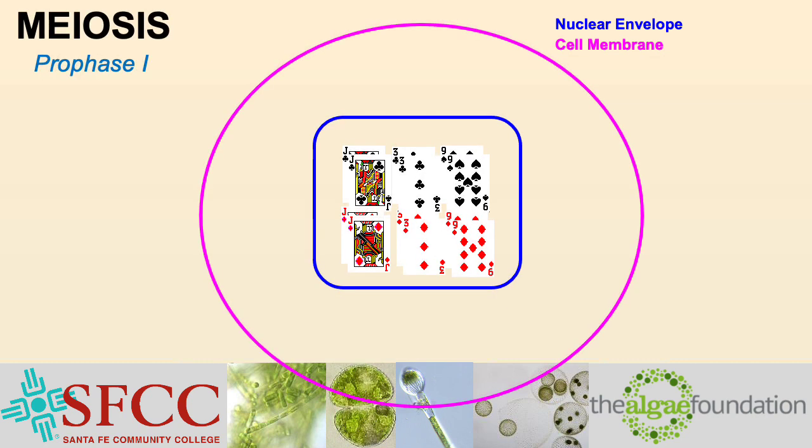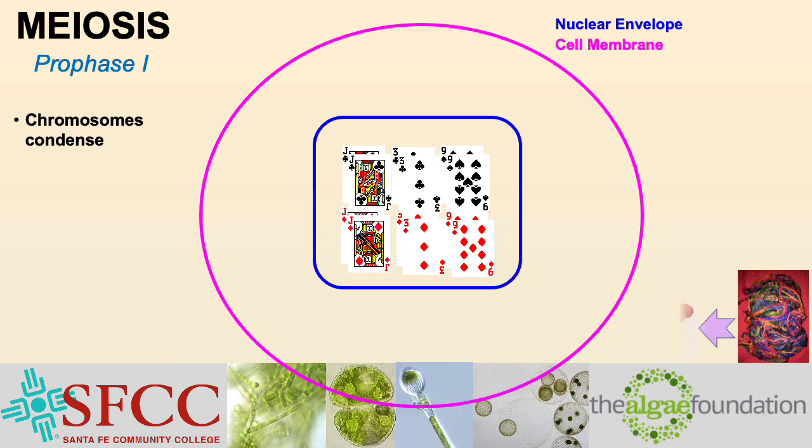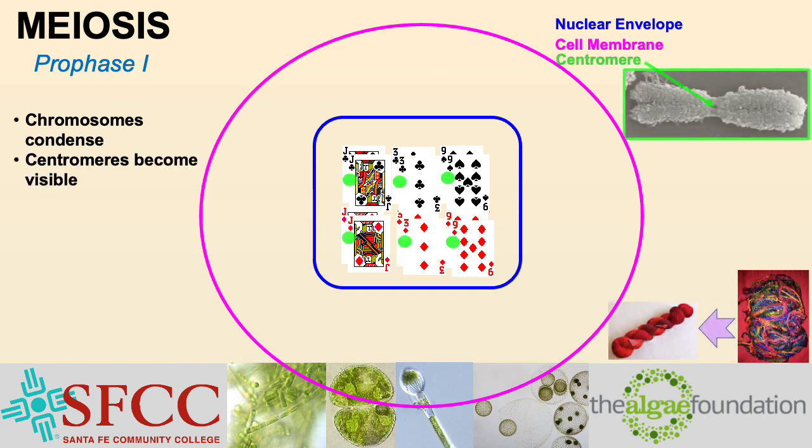Meiosis is divided into 2 stages, meiosis 1 and meiosis 2. Each stage in meiosis is divided into 4 separate phases like in mitosis. The first phase is prophase 1, and like in mitosis, the chromosomes condense and the centromeres become visible. The first major difference with mitosis now occurs: the chiasmata form.